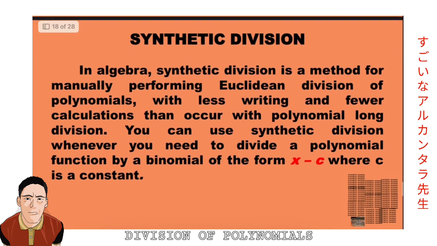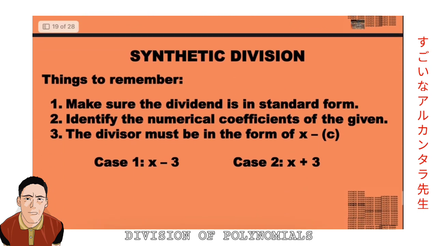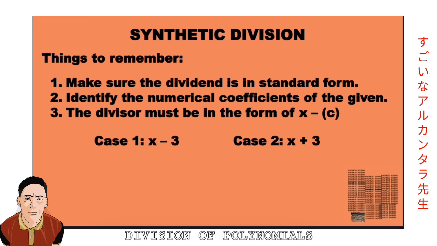Now, synthetic division was introduced in algebra in order for us to solve polynomials by division quickly. So this one right here will be important. What's the meaning of x minus c or whatever that may be? In synthetic division, there are a couple of things to remember. First thing is that we make sure that it is in standard form. Meaning of standard form is that, similar to what I discussed earlier, the given must be arranged from highest to lowest degree of exponent.